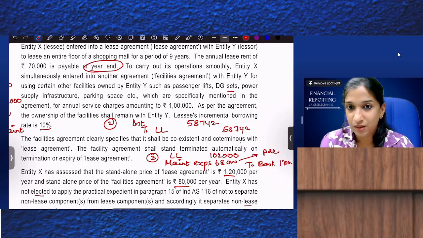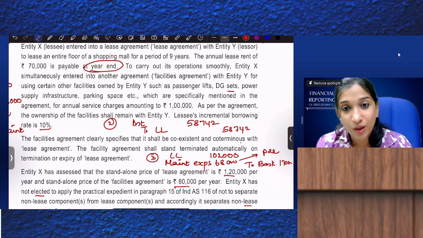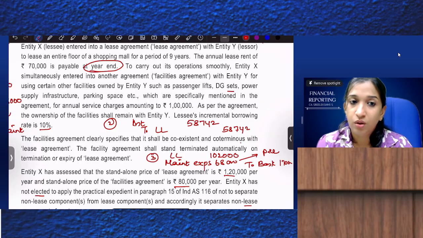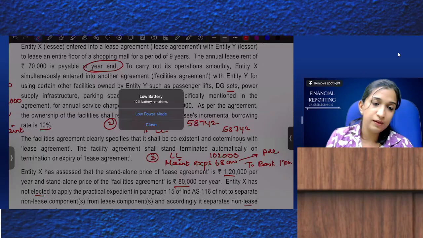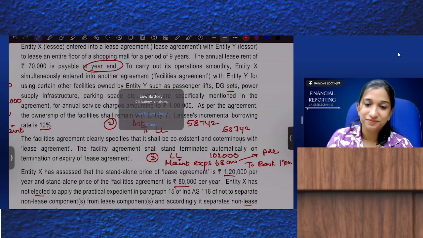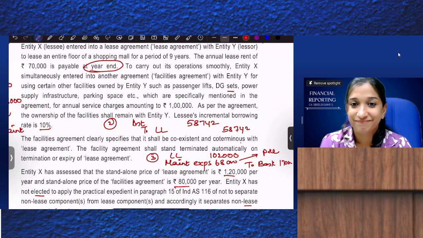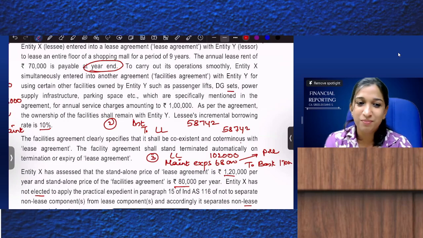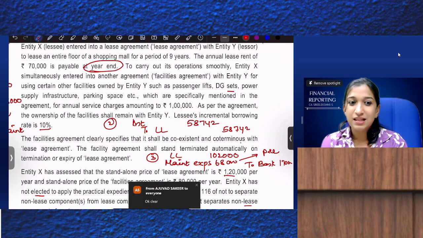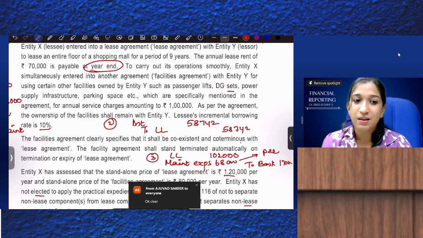Just be clear with the entries. Lease liability 1,02,000, maintenance expense 68,000, to bank. So lease liability 1,02,000, maintenance expense or P&L, to bank 1,70,000. Understood? This is how it will be accounted if it is separated. Clear.